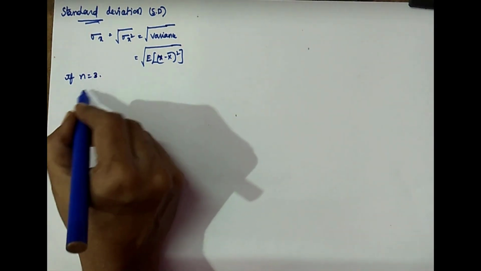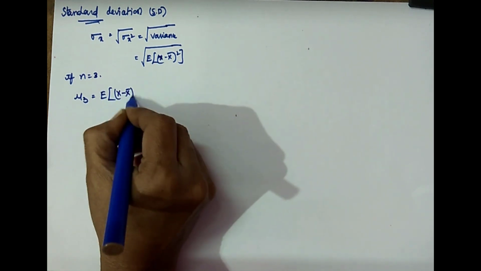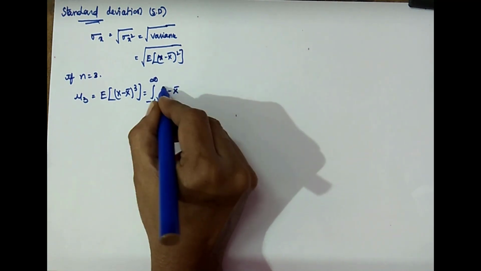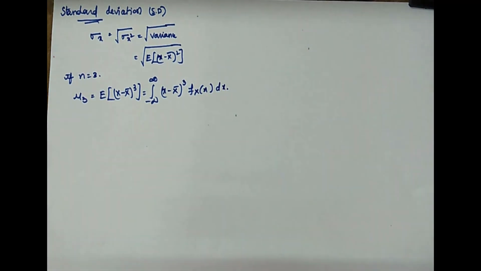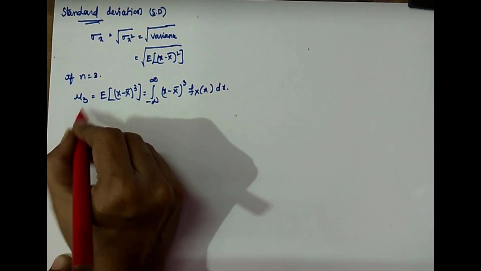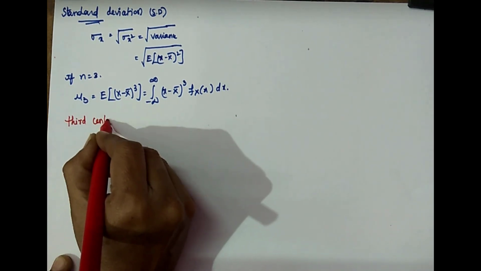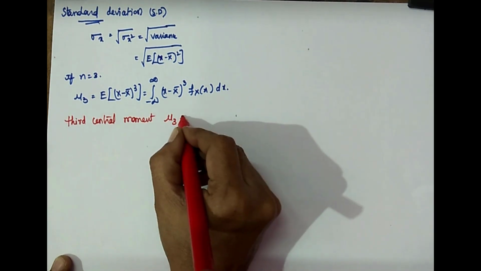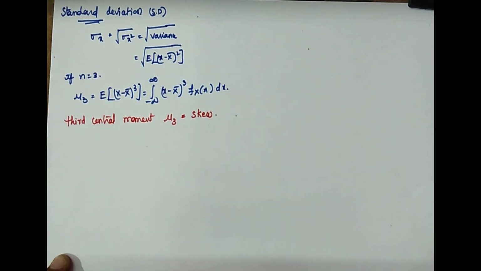to 3, the next case is n is equal to 3. We are going to get mu 3, and that is given by E of (x minus x bar) whole cube, that is the integral from minus infinity to infinity of (x minus x bar) whole cube fX of x dx. Okay, so what is this mu 3? Mu 3, the third central moment. Third central moment, mu 3 is called skew.